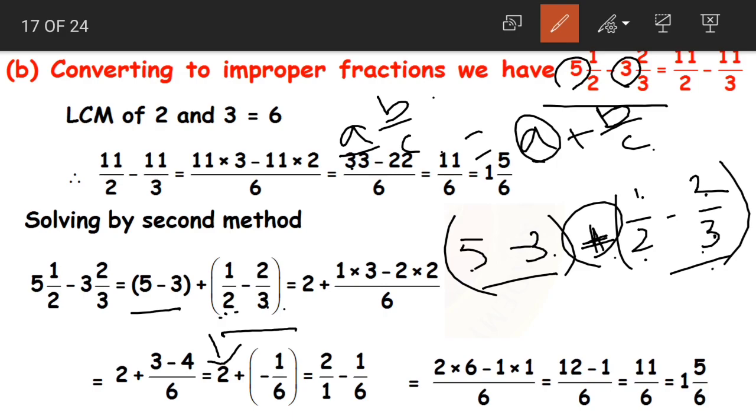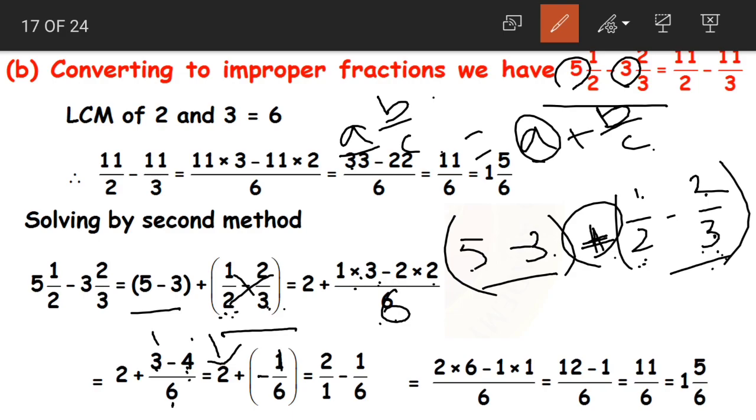Again as both the denominators are prime numbers, the LCM becomes their product. 2 3s are 6 and then cross multiply. 1 3s are 3 minus 2 2s are 4. 3 minus 4 by 6. 3 minus 4 gives us what students? 3 minus 4 gives us minus 1.